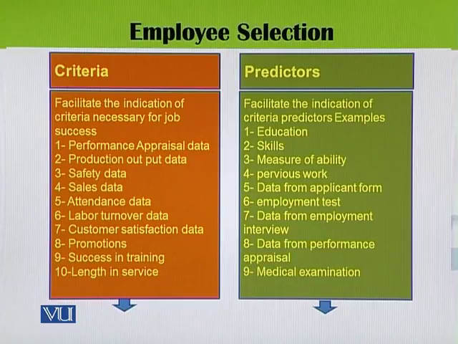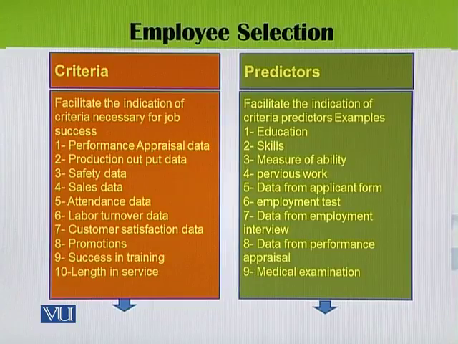Then the employee turnover data, that is, how many employees have left the organization in the last 1 year and last 6 months. Then there is customer satisfaction data, which determines how satisfied customers are with your performance in the organization. Then the promotions, that is, how many promotions someone got in the last couple of years. And then success in training and the length of service. These are all the different indicators which will decide how successful you are in the job. But how would these criteria be predicted? There are some predictors which predict those criteria.